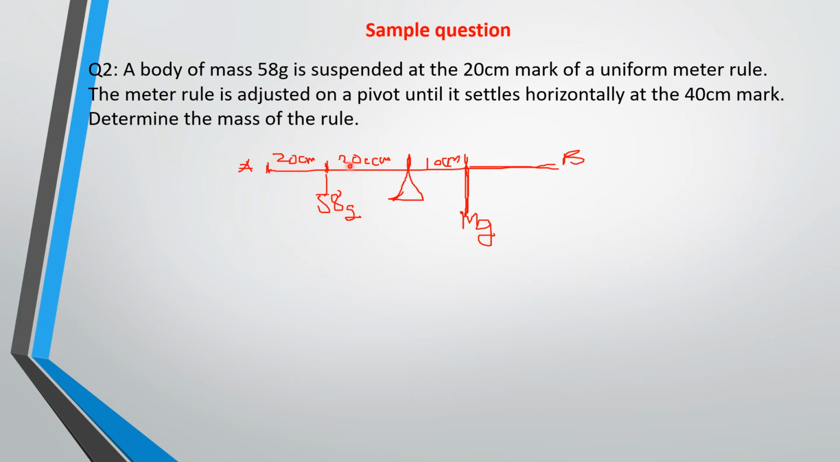So that means the total distance from the zero end to the balancing point is 40 centimeter. Is that okay? So the distance from the 58 gram to the pivot now will be 20 centimeters, and the distance of the mass of the rule from the pivot is 10 centimeters. So once you have been able to draw the diagram like this, it becomes easy. Okay, so this is your clockwise moment and this is your anti-clockwise moment. So according to the principle of moments, clockwise moment equals anti-clockwise moment.